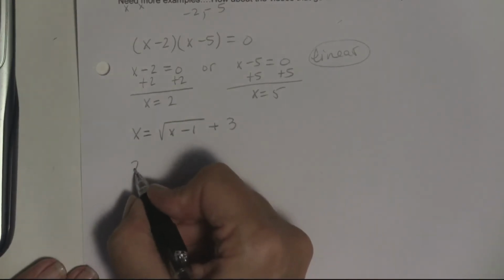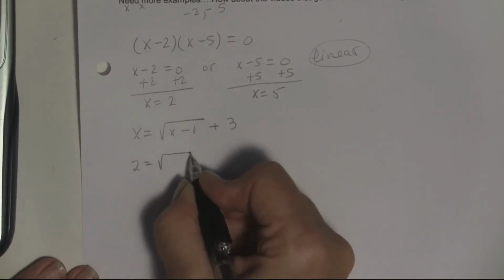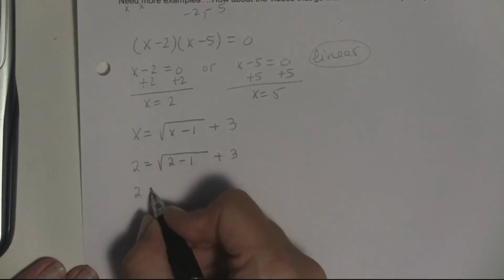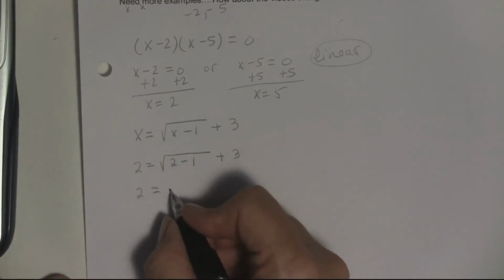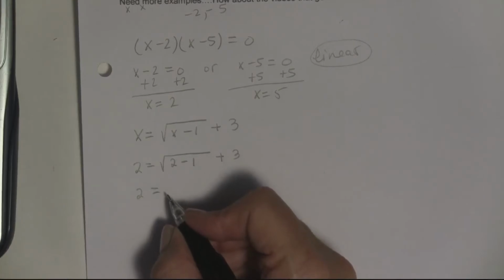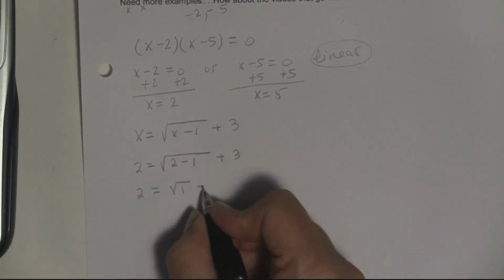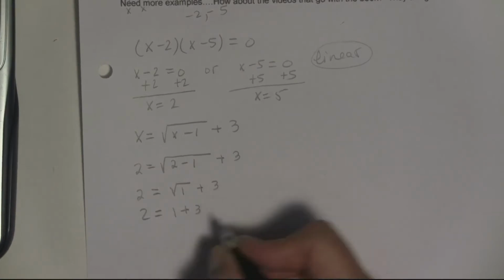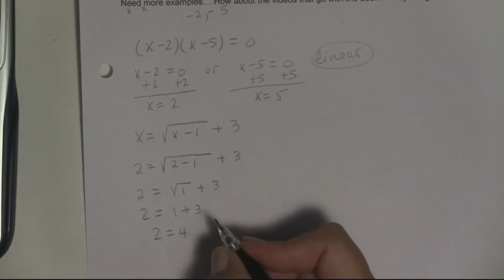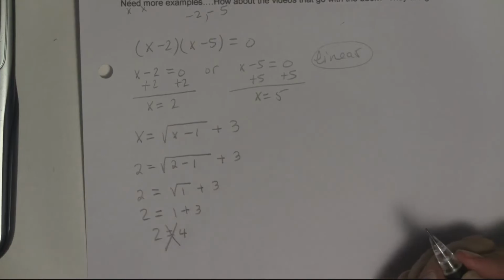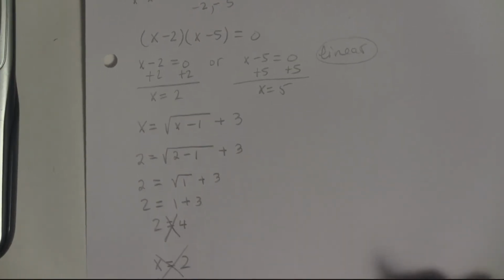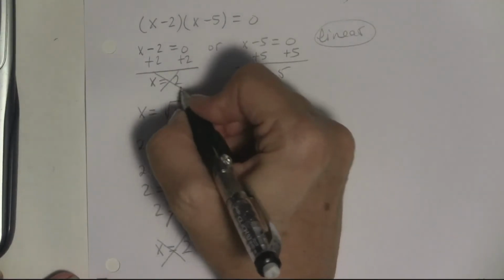So when I do that, I get 2 equals square root of 2 minus 1, plus 3. Remember, you can get extraneous solutions, things that don't work even though you haven't done anything wrong. This is square root of 1 plus 3. 2 equals 1 plus 3, which is 2 equals 4. And no, it doesn't. So x equals 2 is not really a solution, and I should cross it out.